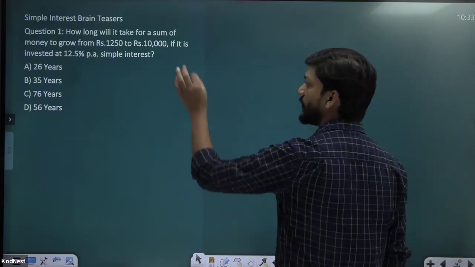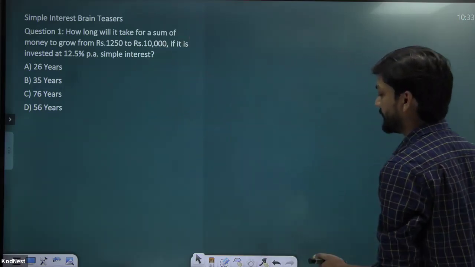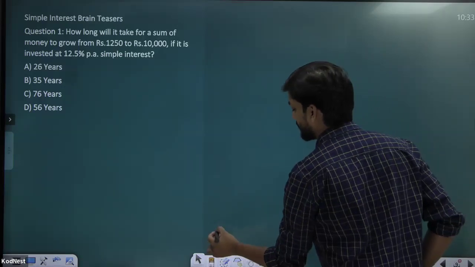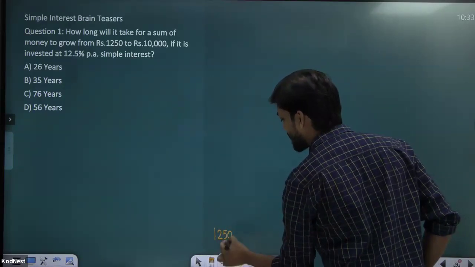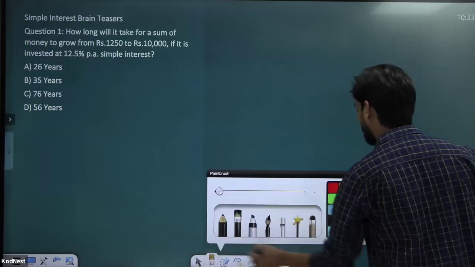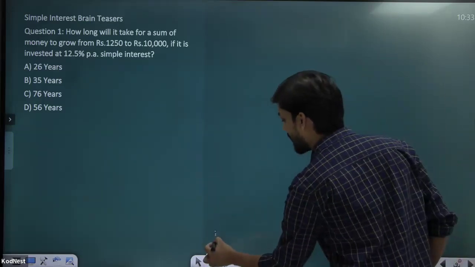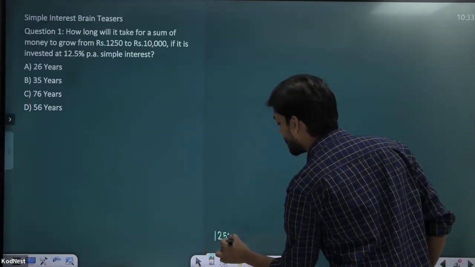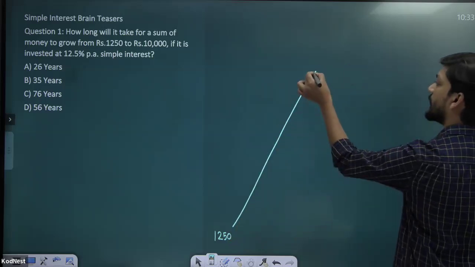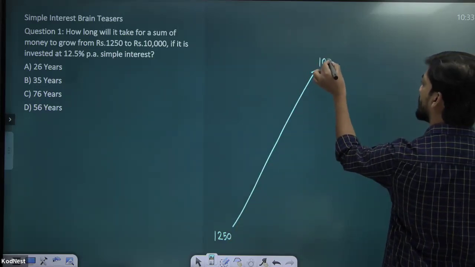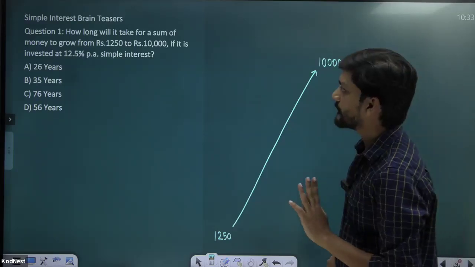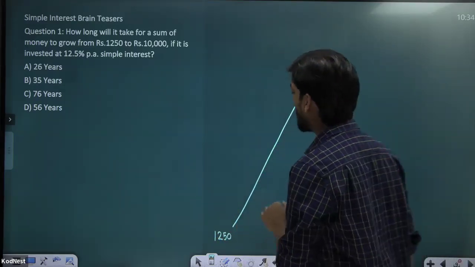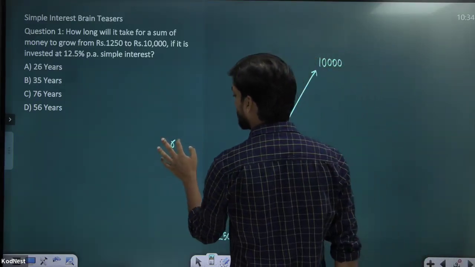Okay, it grows from 1250 to 10,000. 1250 is becoming 10,000. All right. 12.5% rate of interest also is given.